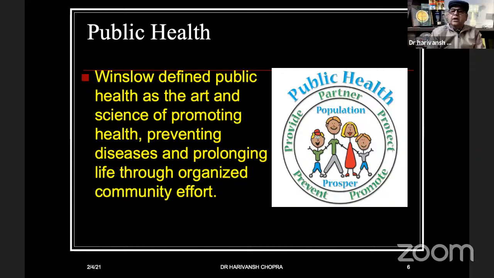And who is a public health worker? Anybody who is indulging in these activities is called a public health worker or a public health specialist, right?